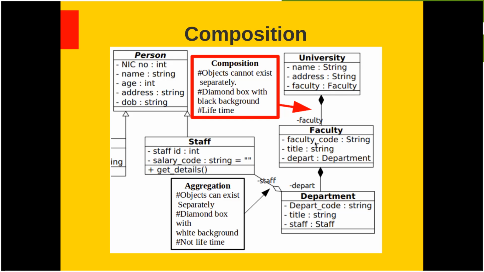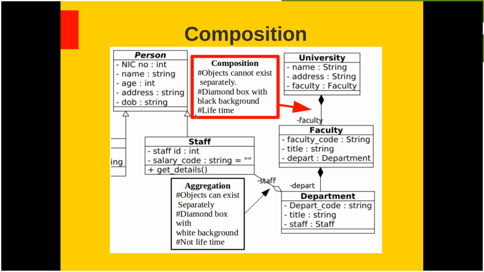These are also separate classes, but there is a lifetime relationship, because a department cannot exist without a faculty, and a faculty cannot exist without a university. So if there is a lifetime relation, we call it a composition. Objects cannot exist separately. It is drawn as a diamond box with a black background.